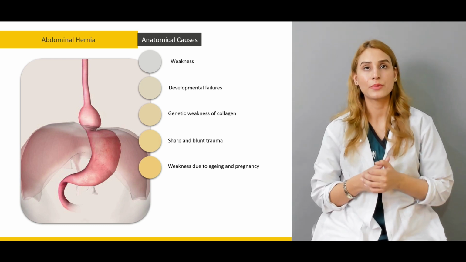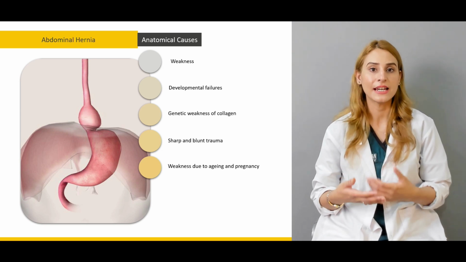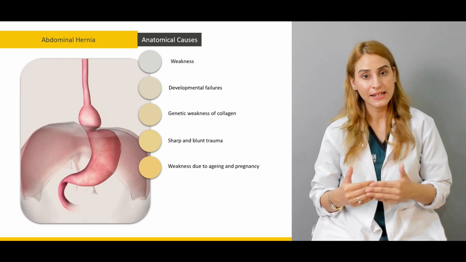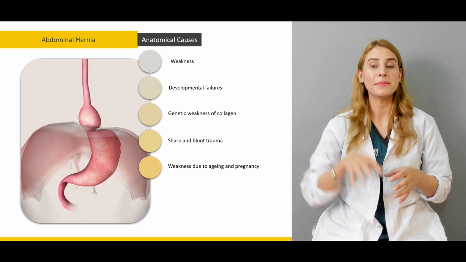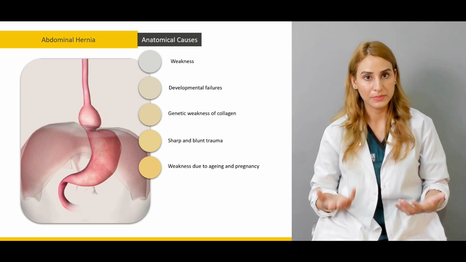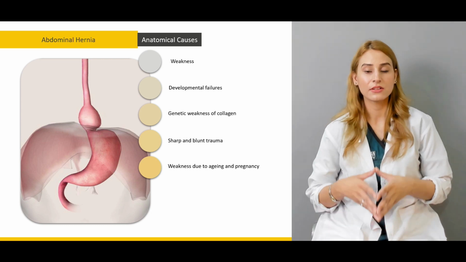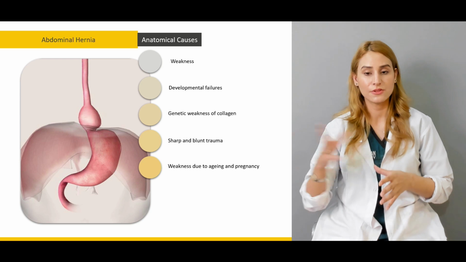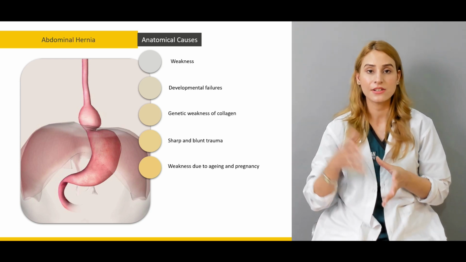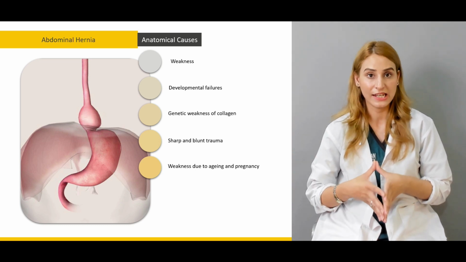The other thing is pregnancy, because pregnancy increases the intra-abdominal pressure. Whenever there's an increase in the intra-abdominal pressure, there will be more stress on the protective wall, and there will be a defect, and there will be herniation. So this was all about the anatomical causes. We talk about weakness, developmental failures, and genetic weakness of collagen. There can be sharp and blunt trauma, and weakness due to aging and pregnancy.